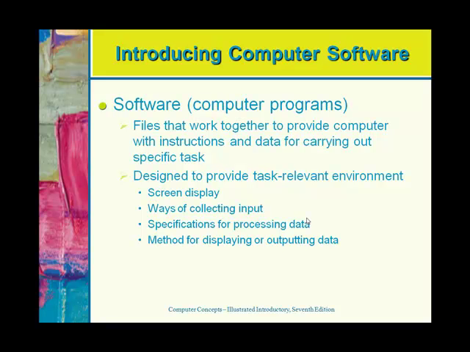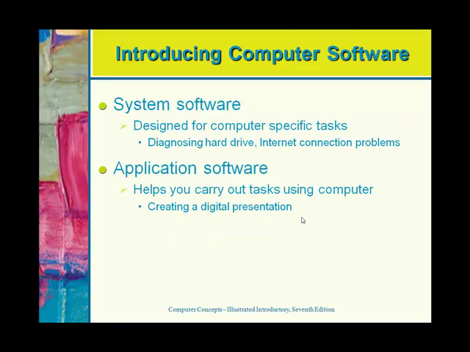Typically, you have a screen display, some way of collecting input, some processing takes place, and then output is given to you, the user. We break up software into two specific categories: system software and application software. Think of system software as software that tells the computer what to do. It's designed for specific computer tasks like diagnosing the hard drive or internet connection. It's an interface between the actual CPU and the hardware.